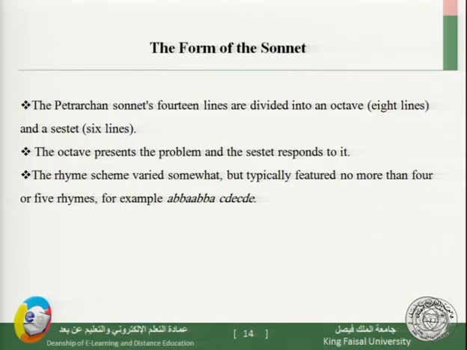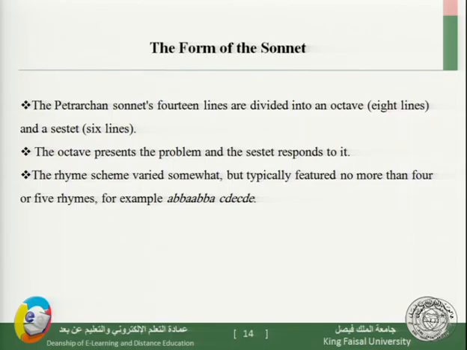The octave, the first 8 lines, presents the problem, and the sestet, the final 6 lines, provides a solution to the problem. The sonnet also has specific rhythm and rhyme schemes. The Petrarchan sonnet typically featured no more than 4 or 5 rhymes. It varies, so it uses 4 or 5 rhymes in a poem.